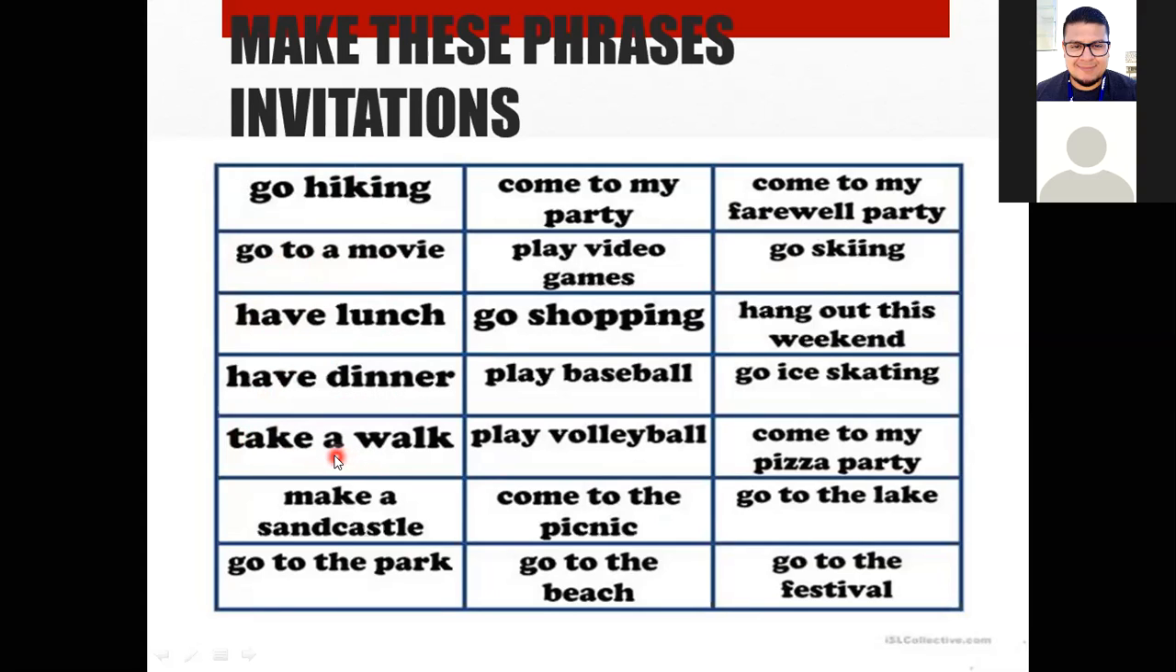Take a walk. Tomar un paseo. Dar un paseo. Exactly. Take a walk. All right. Okay. Make a sand castle. Un castillo de arena. Hacer un castillo de arena. Exactly. Make a sand castle. That's the pronunciation. Sand castle. Here we just go to the park, all right, or go to the park as you feel more comfortable. Come to my party, play video games, all right? Go shopping. Play ball. Come to the picnic, go to the beach. Esas no son muy difíciles de entender, right? Not difficult?